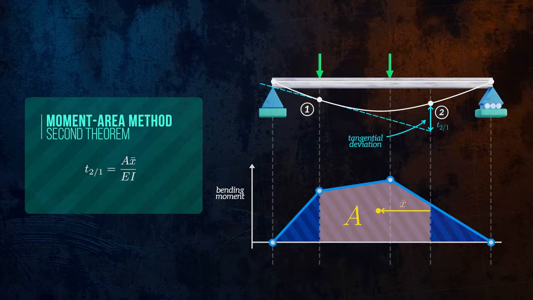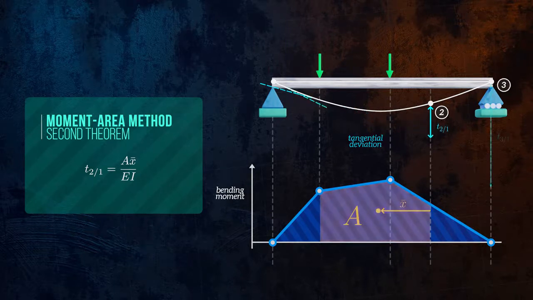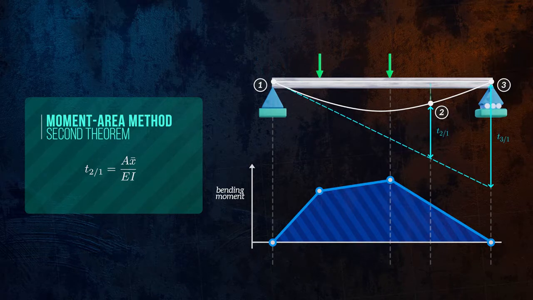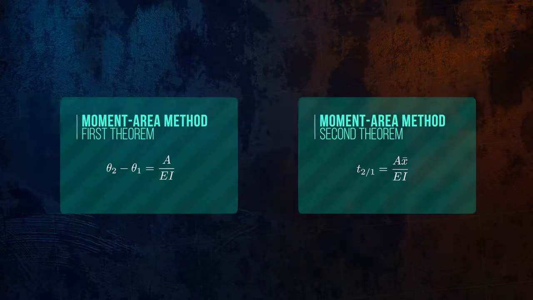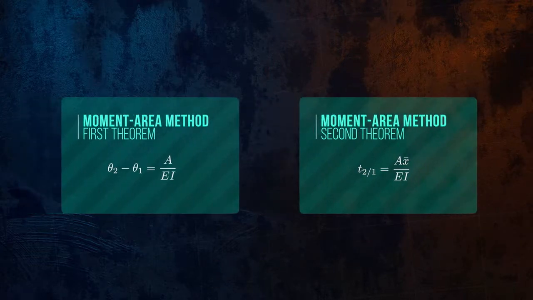It might not seem that useful, since it doesn't directly give us the deflection at point 2. But if we calculate the tangential deviation at the other end of the beam, we can then use trigonometry to figure out the actual deflection at point 2. The moment area method is particularly useful when there's a point along the beam where we know that the slope of the elastic curve will be equal to 0, since in that case, calculating the tangential deviation gives us the deflection directly. This is why the moment area method is often applied for cantilever problems.